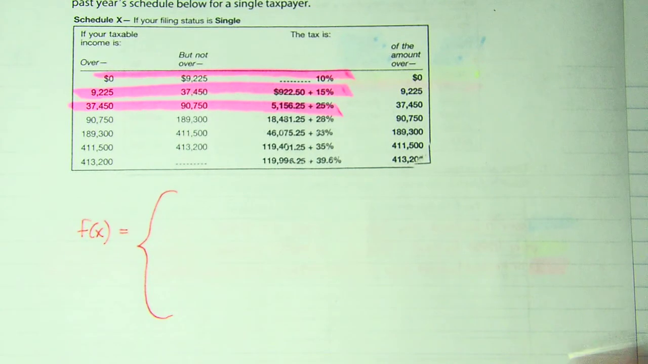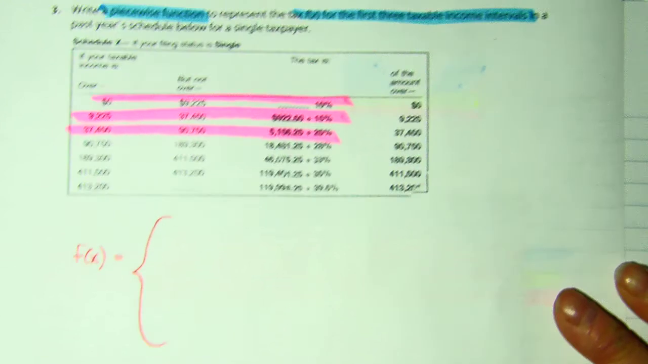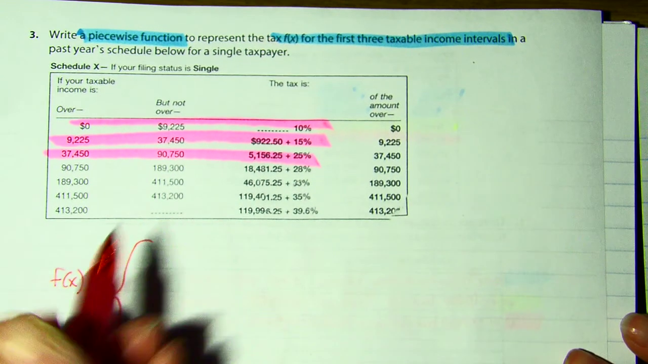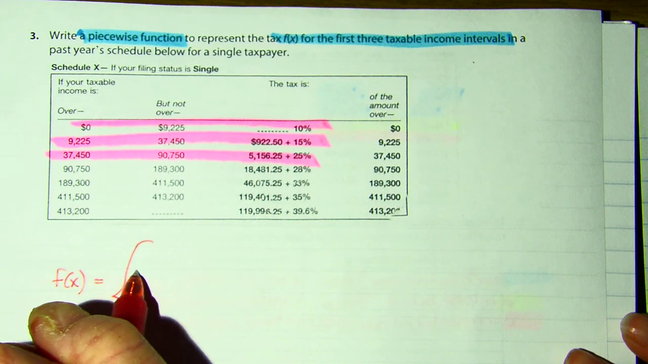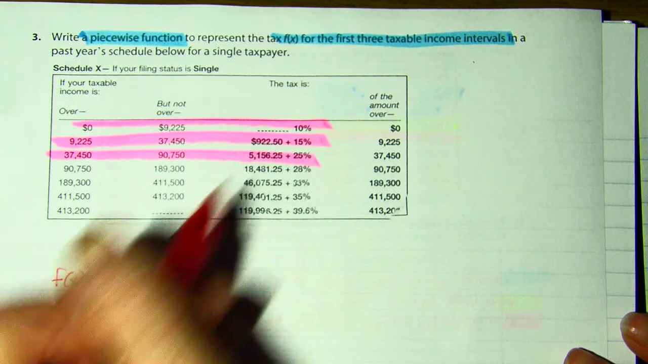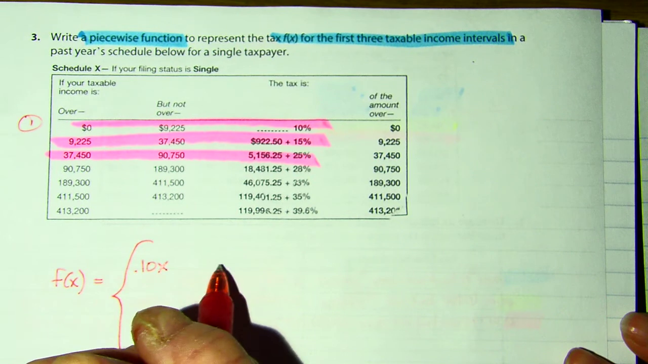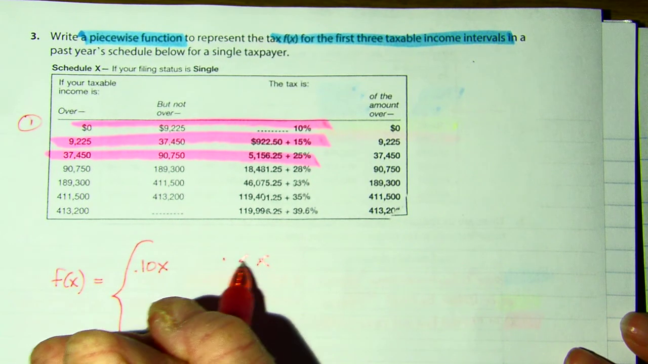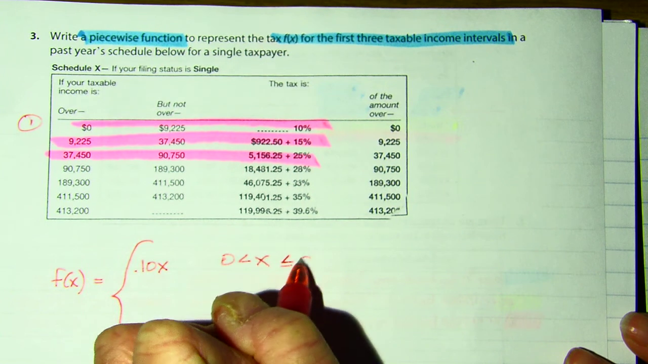All right, in order to do this, I'm going to have to compute my equations. For example, the first one I don't need to do anything. So it says 0.10 times x when x is greater than 0, so when you make more than $0, but less than or equal to 9,225.